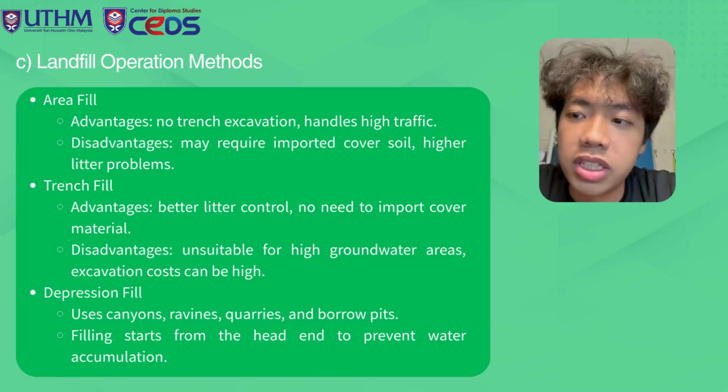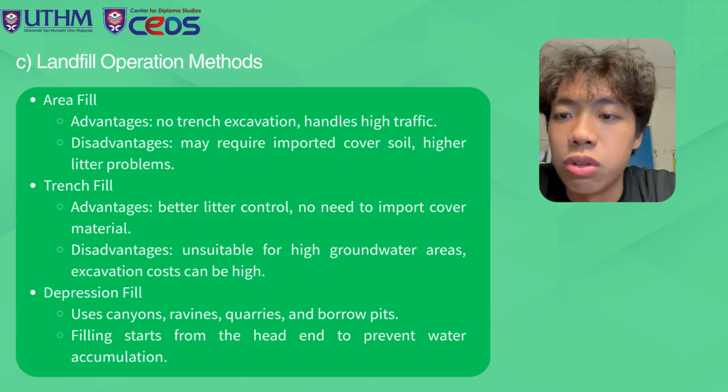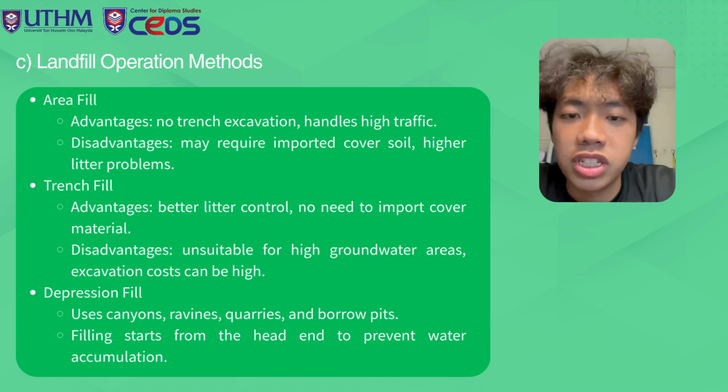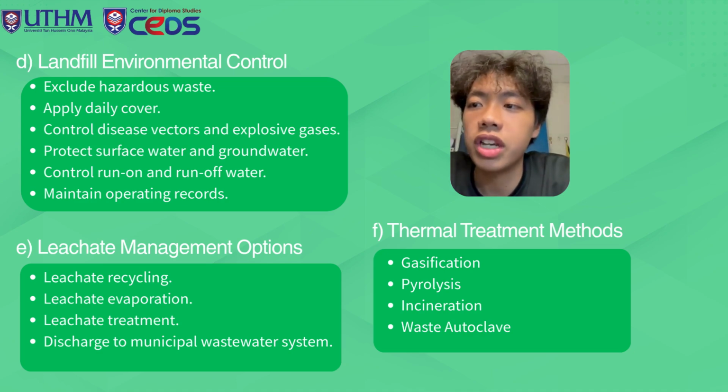The last one is depression fill. Normally it is used for canyons, ravines, quarries, and borrow pits. Its filling starts from the head end to prevent water accumulation. For Part D, landfill environmental control, it can exclude hazardous waste, apply daily cover, control disease vectors and explosive gas. Besides that, it also can protect surface water and groundwater, control run-on and run-off water, and maintain operation records.